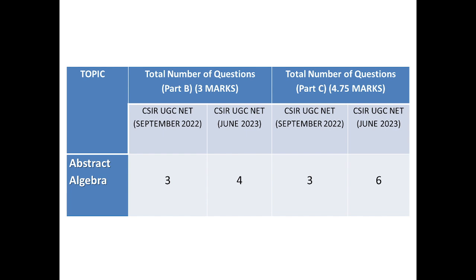This is the first topic we are showing here, abstract algebra. From abstract algebra, there are three questions from part B in September 22 and four questions in June 23. And for part C, there are three questions in 22 September and six questions in 23 June.